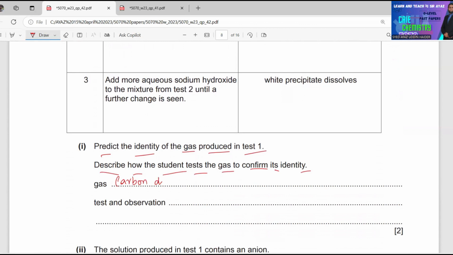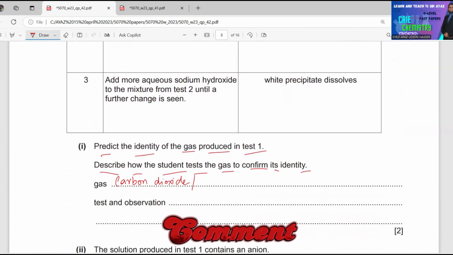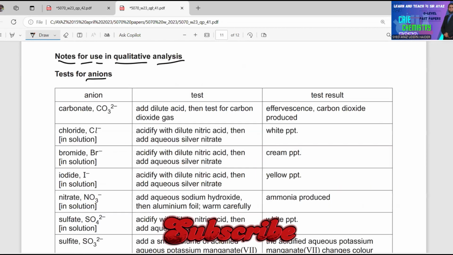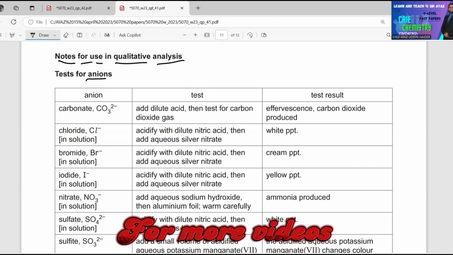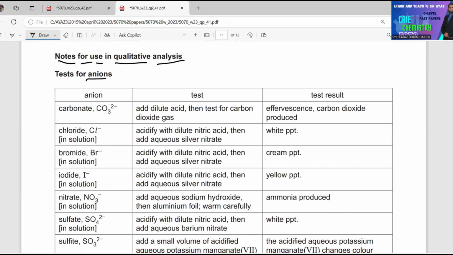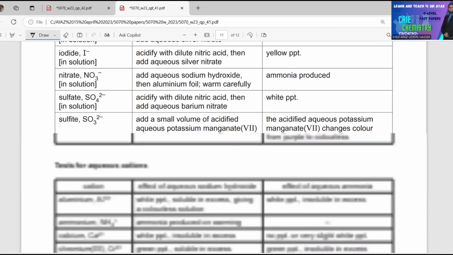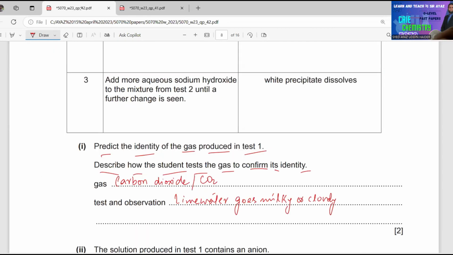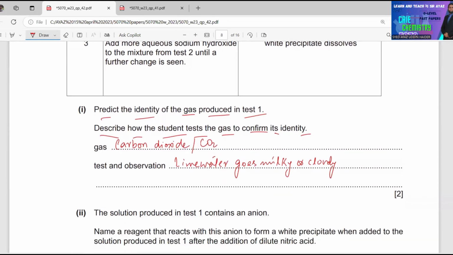Carbon dioxide or CO2. Now, the test and observations: lime water goes milky or cloudy. If you don't remember the test, you can look at the test here, carbonate ion. See, here's the carbonate ion. The test result: effervescence, carbon dioxide produced. And the test for carbon dioxide gas, it's a gas, you will find it here. You see, it turns lime water milky. So you can write turns lime water milky or goes milky.